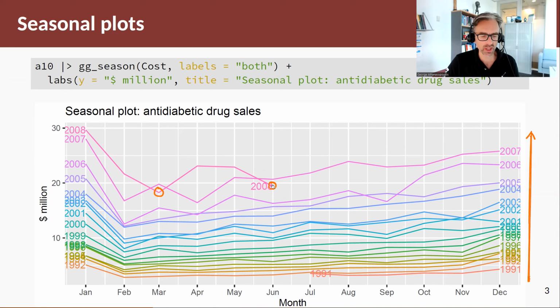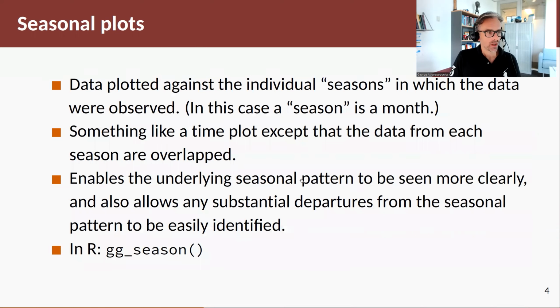The other thing we can see is that the June observation of 2008 seems to be much lower than the June 2007 observation and much lower than the May 2008 observation. Hence, maybe incomplete data or something has happened there. So if we were forecasting and projecting forward, we need to make sure that we know that or account for that. Okay, so in seasonal plots, data are plotted against the individual seasons in which the data were observed.